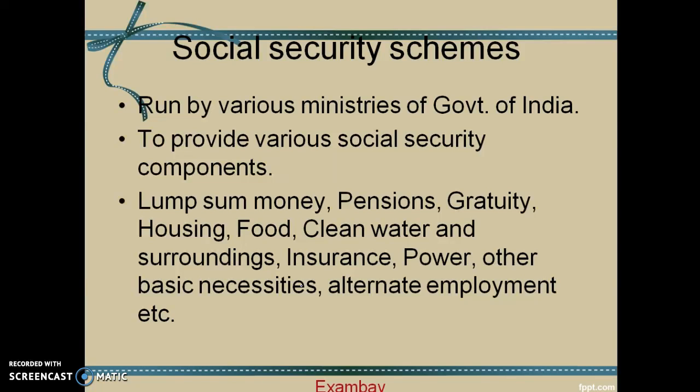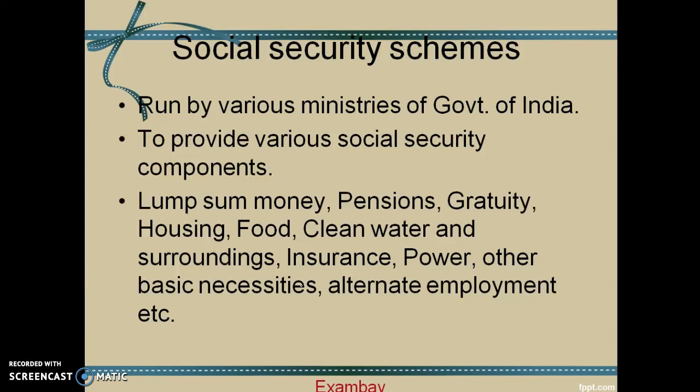So what are the components? We can say they are lump sum money. Some of the schemes target providing lump sum money, some pensions. We've already gone through that in the first video, like gratuity. Then we have housing for all, which is one of the slogans of the present government for some schemes, right? And we have food, which provides a certain nutritional standard to all the citizens, especially BPL families.